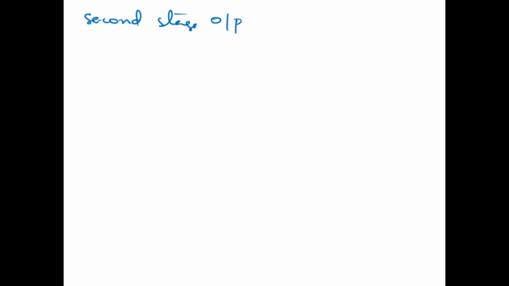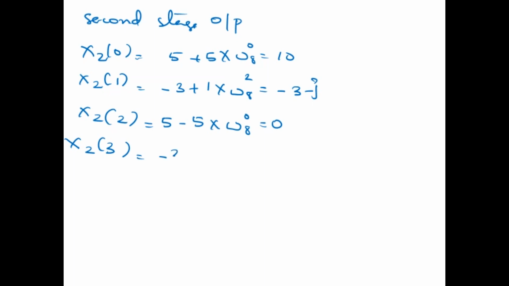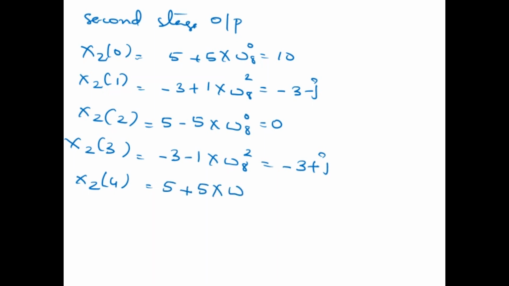That means first stage output is input for the second stage, that is x2 of 0 is equal to 5 plus 5 into omega 8 of 0, which is equal to 10. X2 of 1 is equal to minus 3 plus 1 into omega 8 of 2, which is equal to minus 3 minus j. X2 of 2 is equal to 5 minus 5 into omega 8 of 0 equal to 0. X2 of 3 is equal to minus 3 minus 1 into omega 8 of 2, which is equal to minus 3 plus j. X2 of 4 is equal to 5 plus 5 into omega 8 of 0, which is equal to 10. X2 of 5 is equal to minus 1 plus 3 into omega 8 of 2, which is equal to minus 1 minus j3.